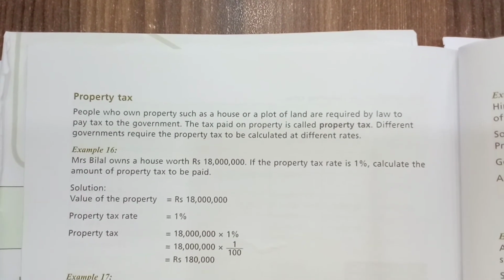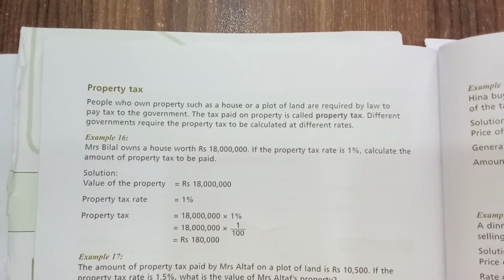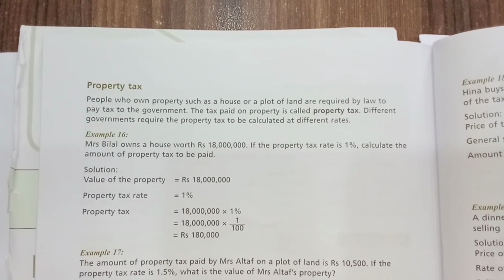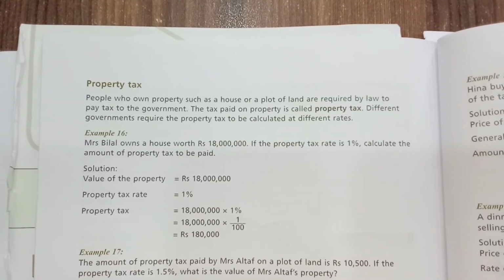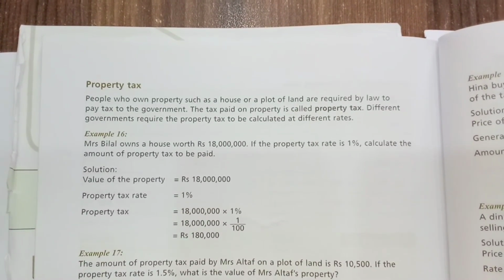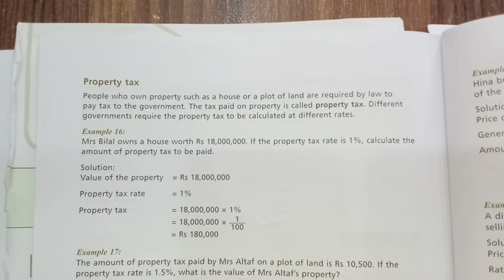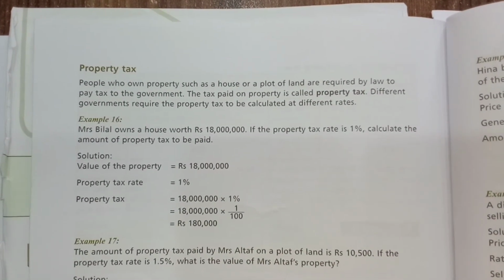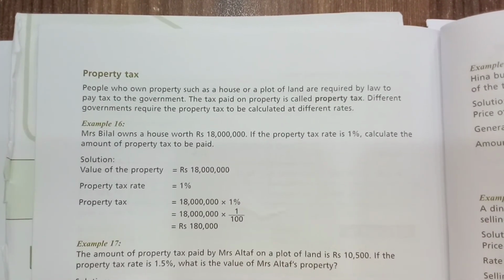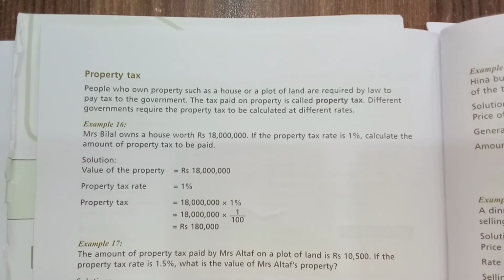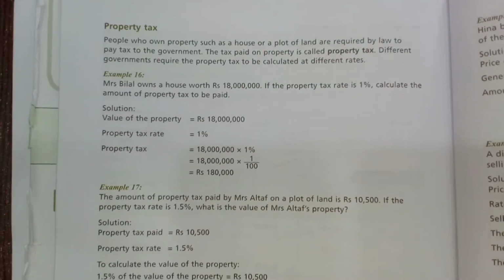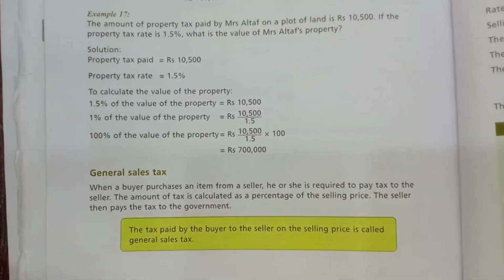So students, people who own property like a house or plot of land are required to pay tax to the government. Some amount has to be paid to the government. This amount is called the property tax. And the government requires the property tax to be calculated at different rates. Now the next topic is general sales tax.